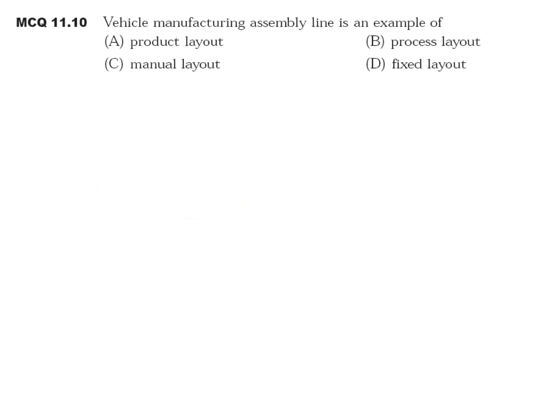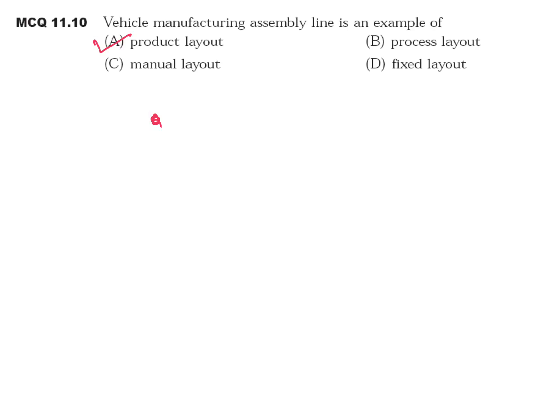Vehicle manufacturing assembly line is an example of this. It is very important, asked many times in a lot of exams. In Vizag Steel also this one was asked. Answer is A, product layout. Vehicle manufacturing assembly line is an example of product layout.